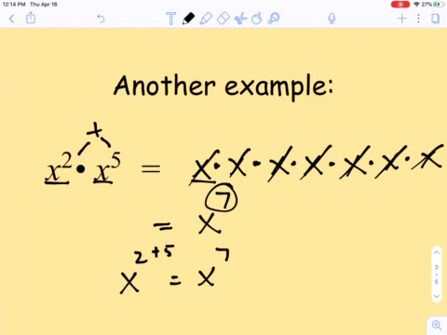So hopefully this gives you a little bit of understanding about why this law works. And if you forget about the law, you can always go back and do it manually this way. It's just very long. So hopefully this helps you out a little bit. And in the next video we have related to this, we'll be going over some more examples.